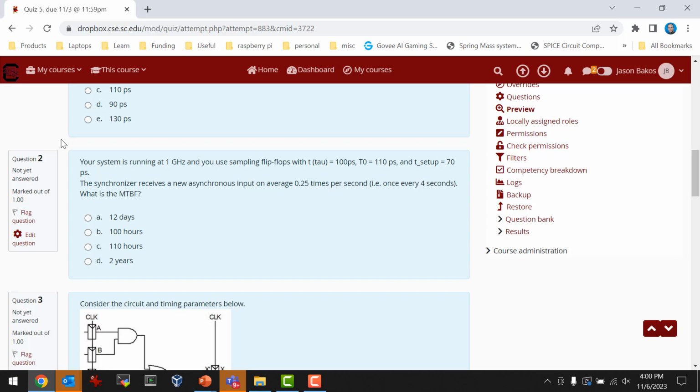Anyone know? So 1 divided by a billion, 1/1000th of a second is 1 picosecond, right? Sorry, 1 nanosecond, so that would be 1e-9, right? And then N is the number of times per second we're toggling, so it would be 0.25. And then T sub 0 is 110 pico. And this would be times e to the 1e-9 minus T setup, which is 70 picoseconds.